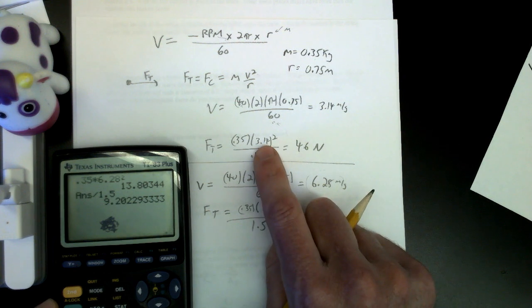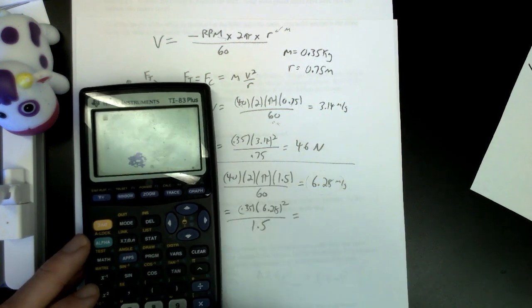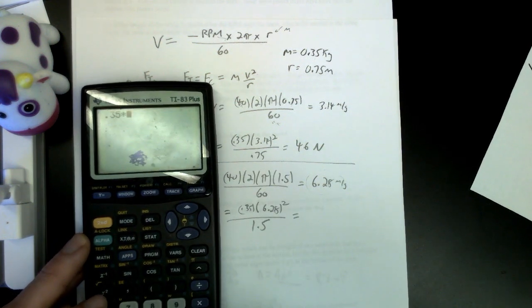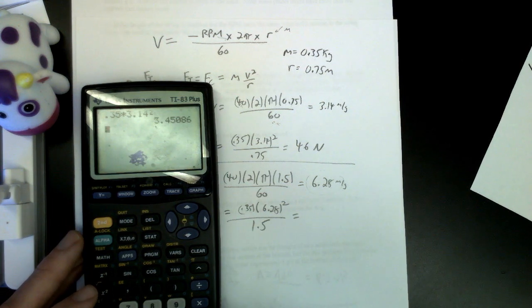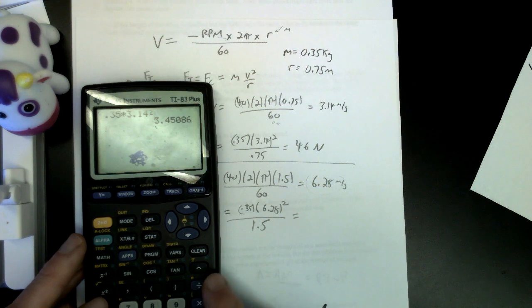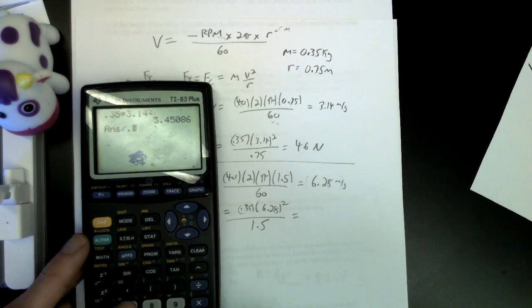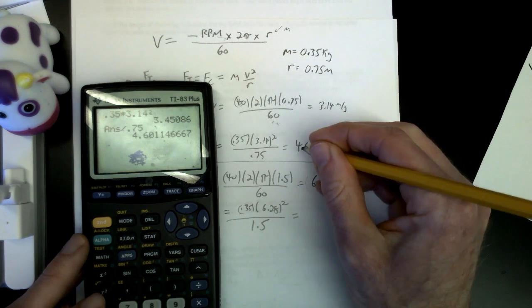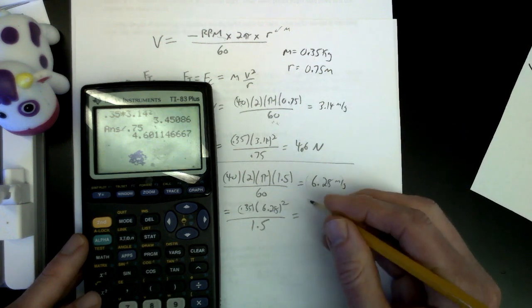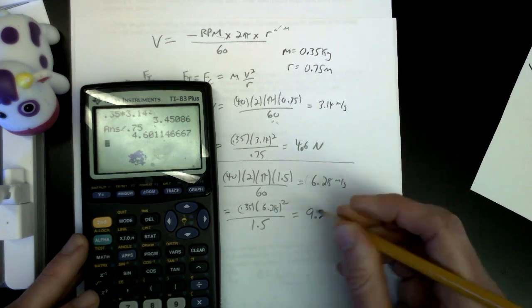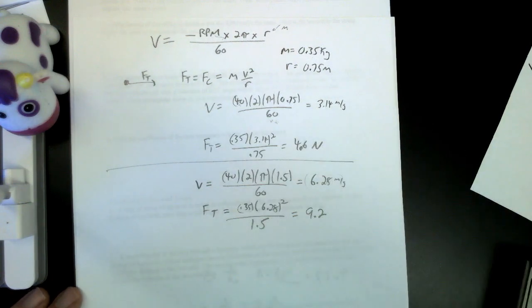9.2. So this one looks funny now. Let's do that one again. 0.35 times 3.14 squared. Oh yeah, that was way off. Divided by 0.75. Huh, 4.6. Okay. And then this one's turning into 9.2 because it turns out to double it.